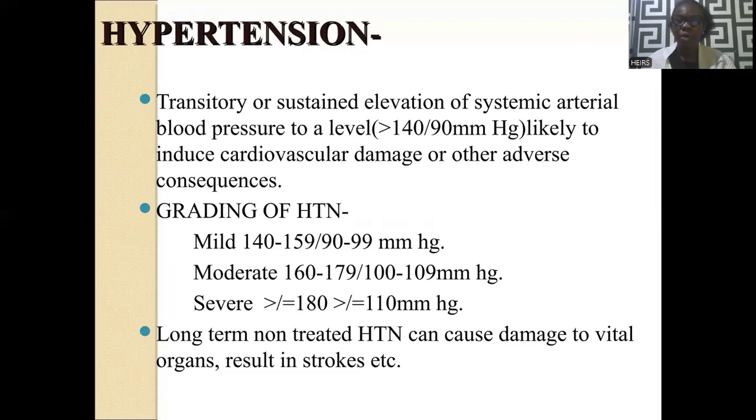Mild hypertension would have a systolic reading of 140 to 159 and a diastolic reading of 90 to 99. Moderate hypertension will have a systolic reading of 160 to 179 and a diastolic reading of 100 to 109 millimeters of mercury. Severe hypertension will have a systolic that is greater than or equal to 180 and a diastolic that is greater than or equal to 110.